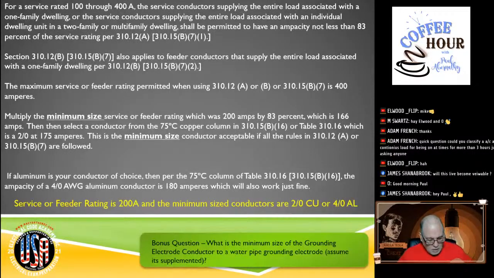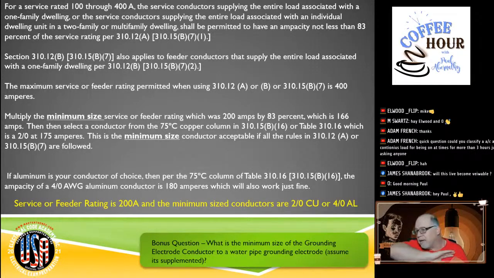All right, now, the next question that people ask me, so we sized the overcurrent device. That is the rating of the service. The next thing that people will ask me all the time is, Paul, when can I apply 310.12? What tells me I can apply it? Well, you don't have to apply it, to be honest with you. You could go straight to 310.16 and size it based on terminal limitations, assuming no adjustment or corrections. You could go right to the ampacity table.